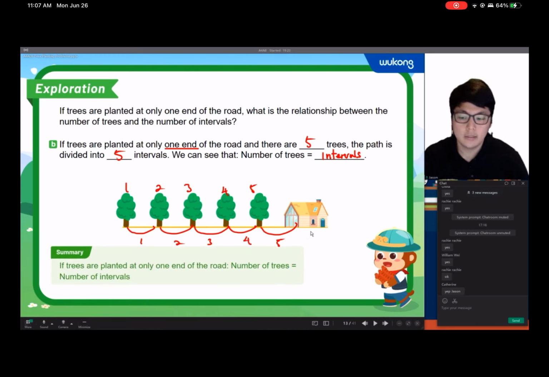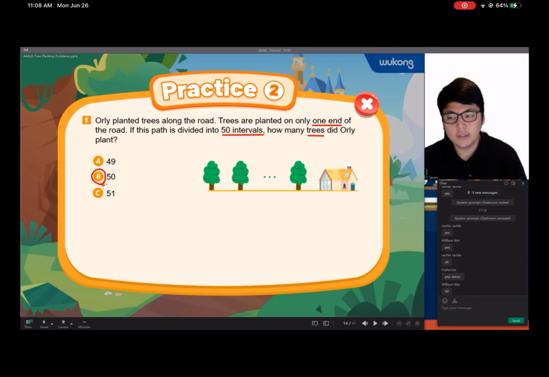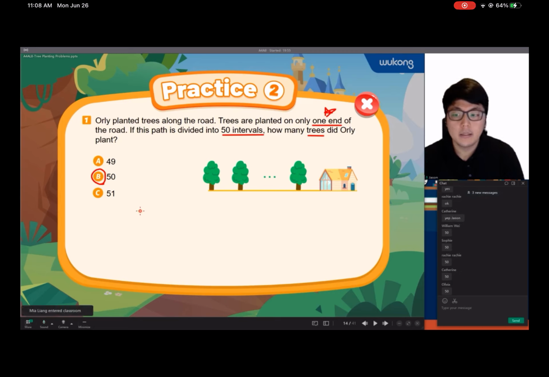So when you plant trees at only one end of the road, number of trees will be the same as number of intervals. Okay, so stamp questions. Orally planted trees along the road. The trees are planted on only one end of the road. Ooh, very important hint. We love one end. Because if this path is divided into 50 intervals, how many trees? Ha! 50. We don't need to calculate anything. Yeah, because if it's at one end, trees are going to be same as intervals. Yeah, so both are going to be 50 and 50.